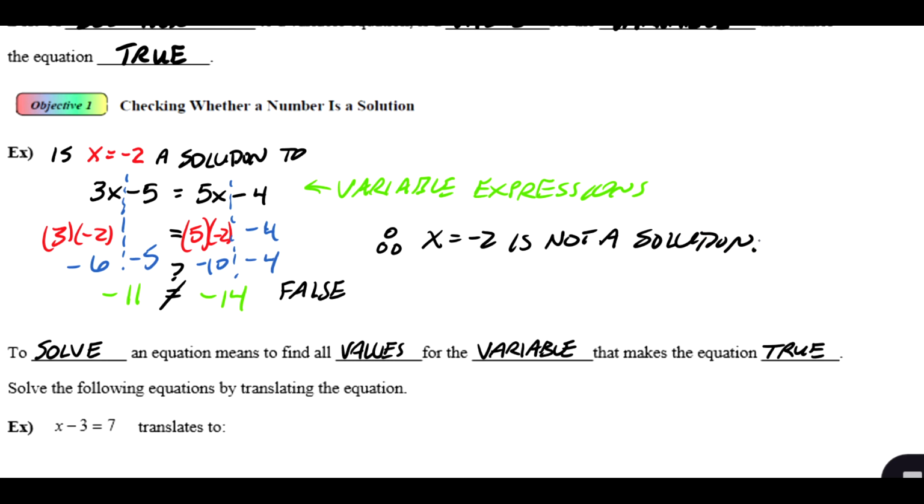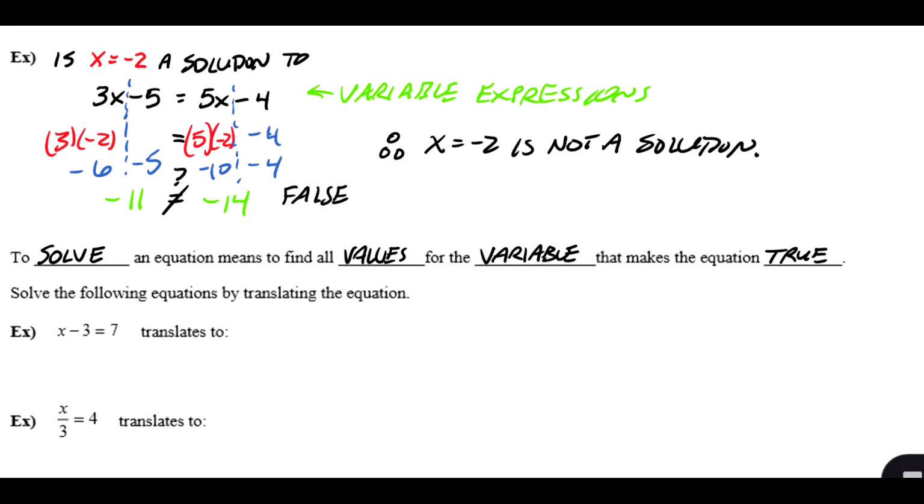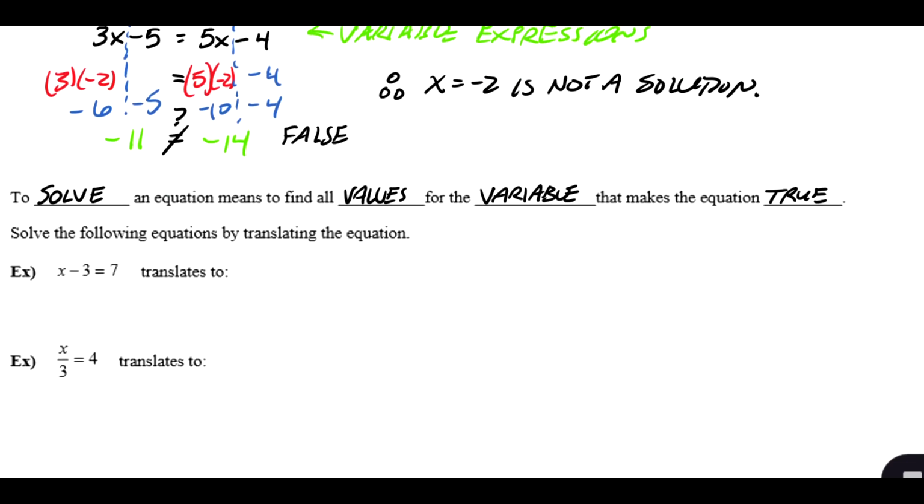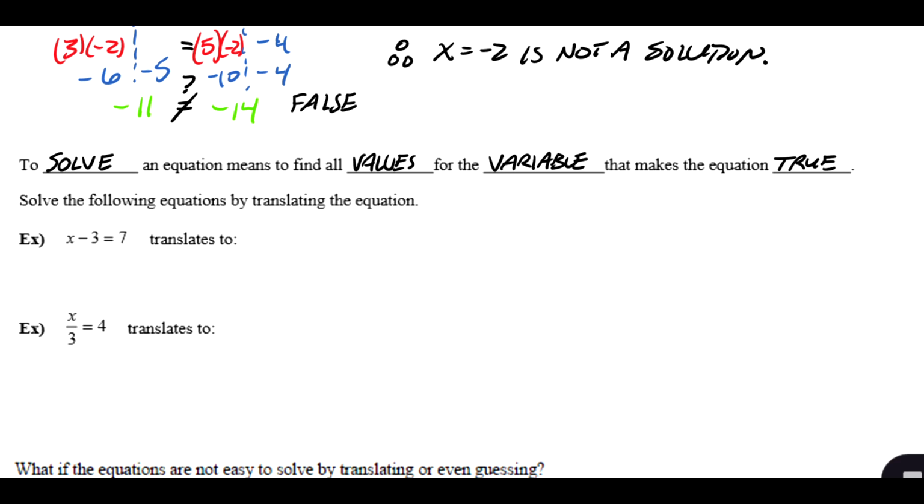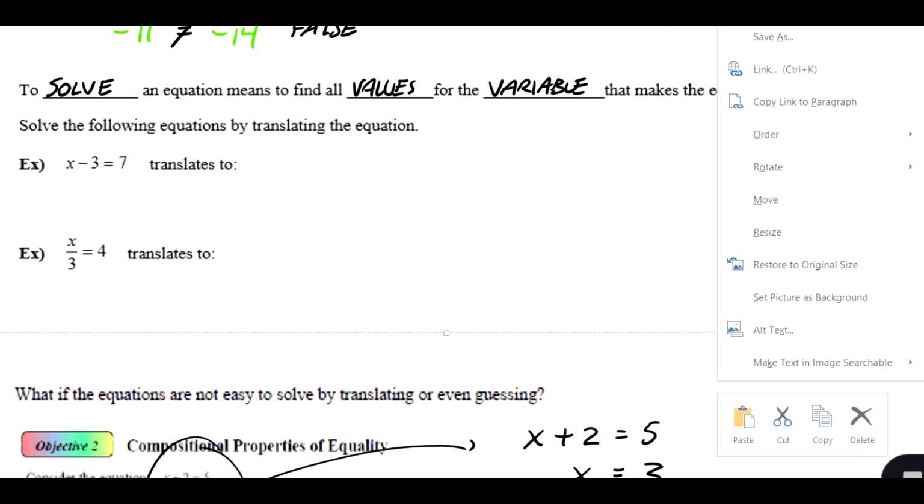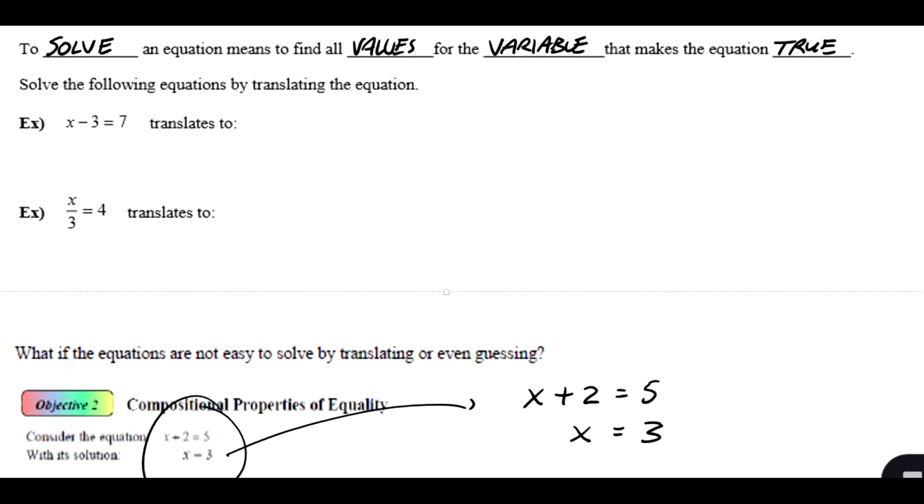So how do we actually find solutions? That's really what the goal is when we have a variable equation: how do we actually find solutions? To solve an equation, we want to find all values for the variable that make the equation true. It's as simple as that. So we want to solve the following equations by translating, basically just understanding what the equation is saying.